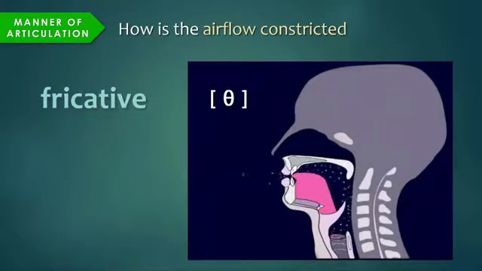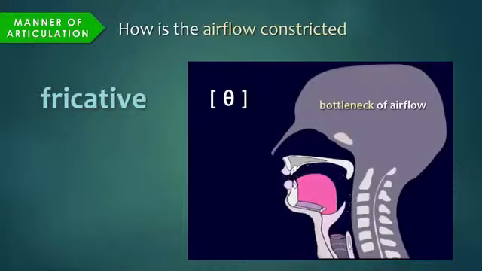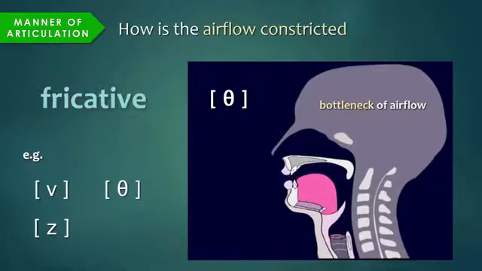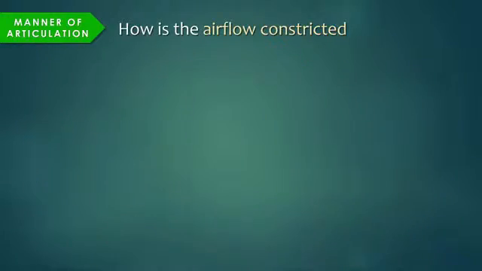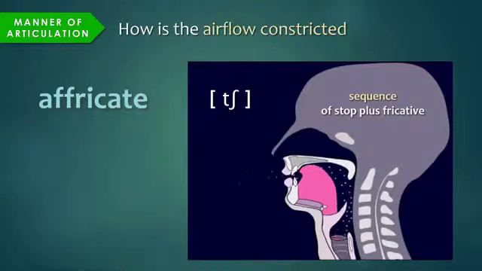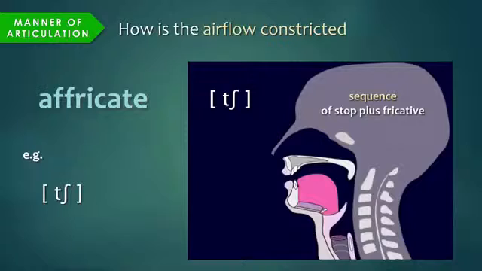Fricatives are sounds produced when the tongue approaches but does not make contact with a place of articulation, causing a bottleneck of the airflow. And this gives the sound a friction-like quality, such as v, th, z, sh. Affricates result from a sequence of stop plus fricative in rapid succession. So the affricate ch represents t plus sh, just as the affricate j results from d plus j.